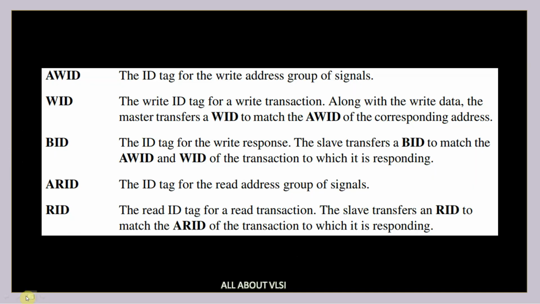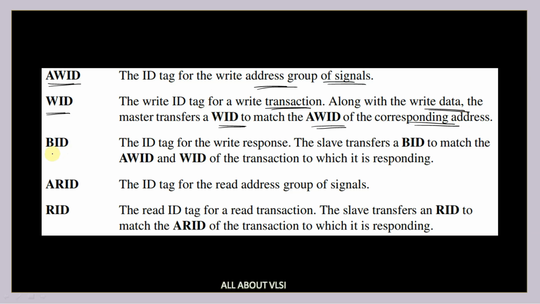Now these are some of the fields which we need to know for understanding this out of order. So I have something known as AWID. This is the ID tag for the write address group of signals, and I have WID. This is the ID tag for the write transaction, and along with the write data, the master transfers a WID to match the AWID of the corresponding address. So along with the write data, the master is also going to transfer a WID signal, and it is going to match with the AWID of the corresponding address.